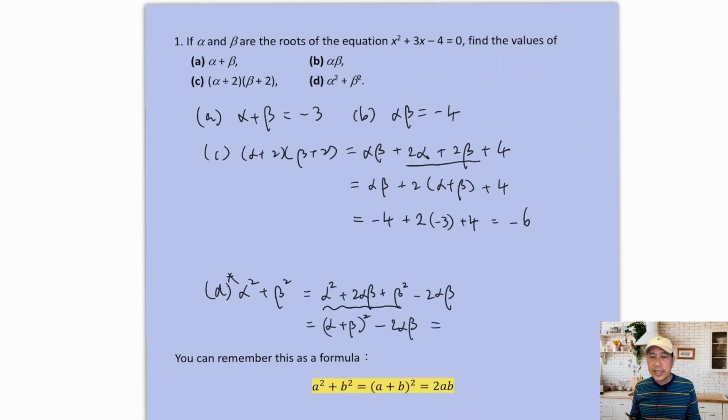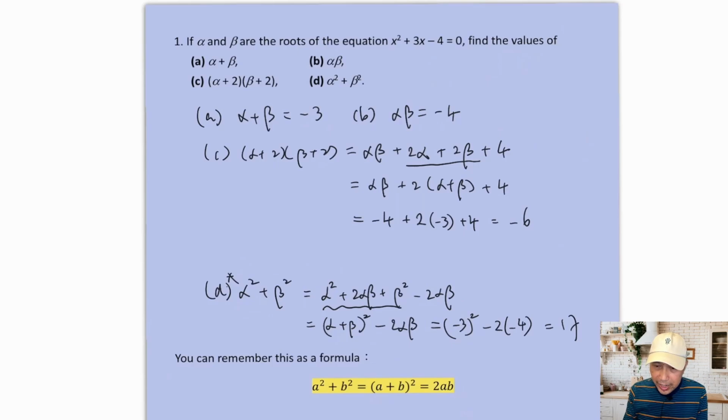If you do that, the first term alpha plus beta square is equal to negative 3 square, because alpha plus beta is the sum of roots, which is equal to negative 3. So we have negative 3 square, and the next one is negative 2 alpha beta, which should be equal to negative 2 times negative 4. So the answer in this part is 17.